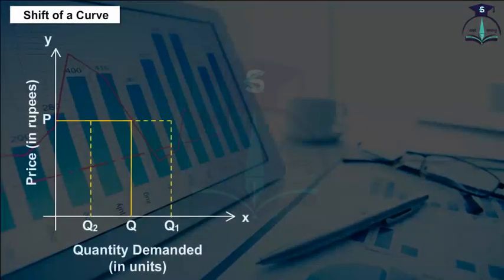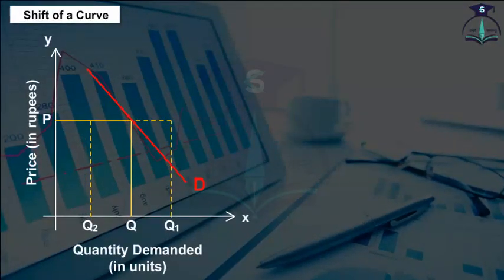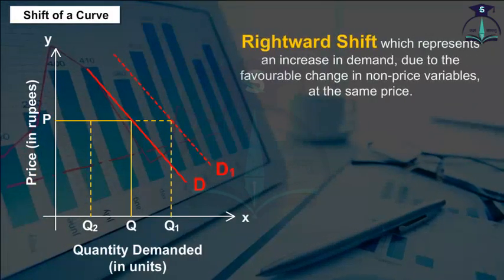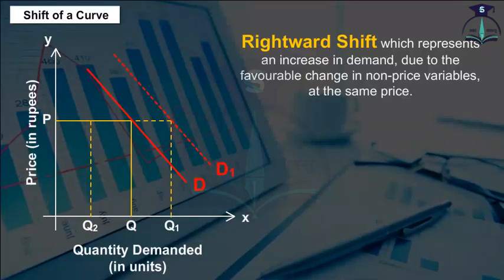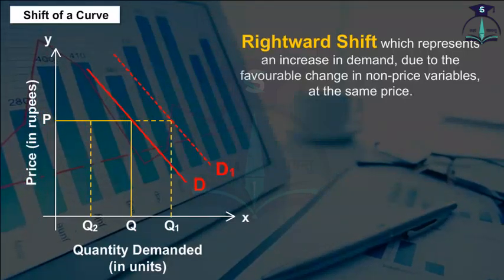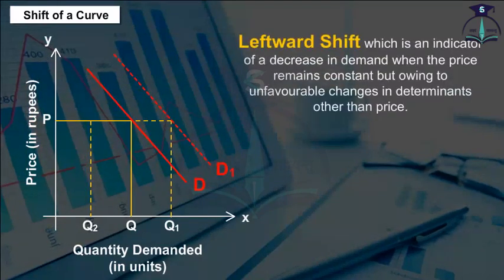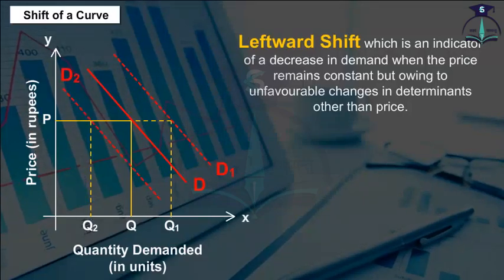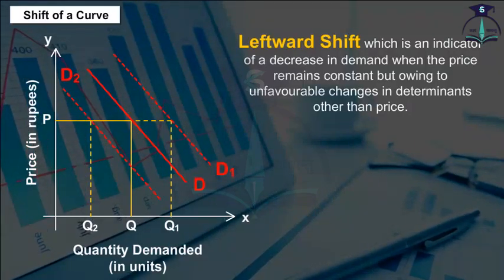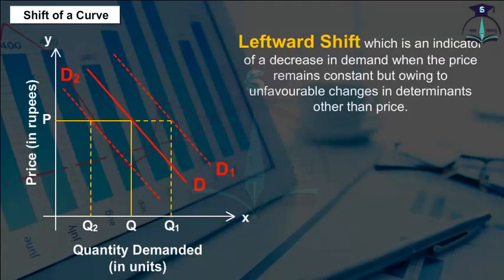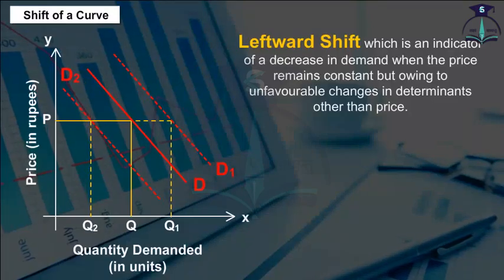The demand curve shifts in either of two directions. 1. Rightward shift, which represents an increase in demand due to a favorable change in non-price variables at the same price. 2. Leftward shift, which is an indicator of a decrease in demand when the price remains constant but owing to unfavorable changes in determinants other than price.